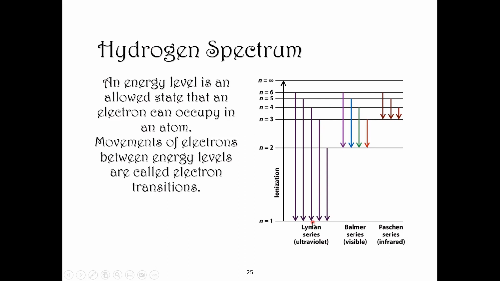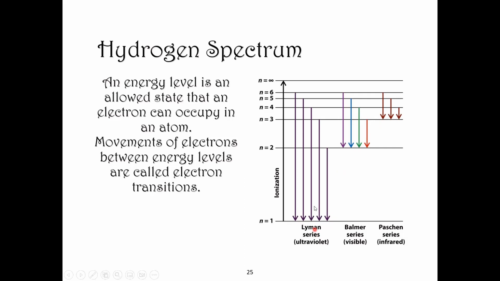So the Lyman series is just going to be referring to any movement of an electron that results in it going to n equals 1, so that first energy level. The Balmer series, this is the same idea. It's just now going from a higher energy level to the second energy level. And then the Paschen series, same kind of thing. It's just now we're finishing at the third energy level.